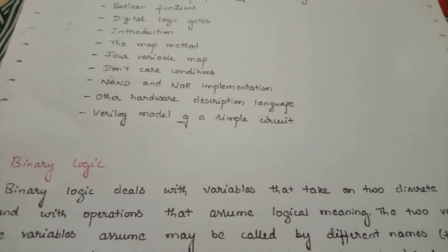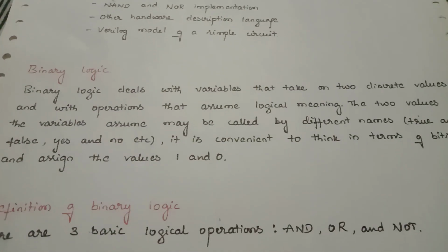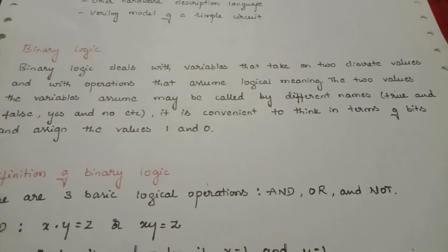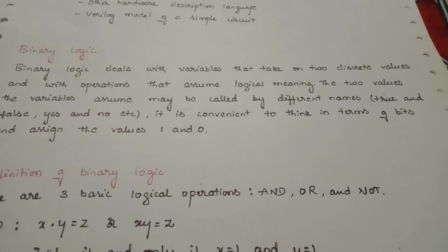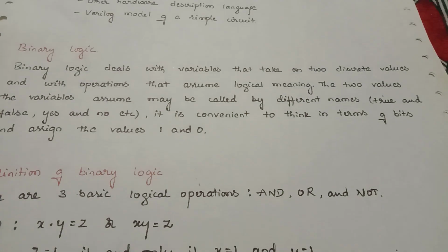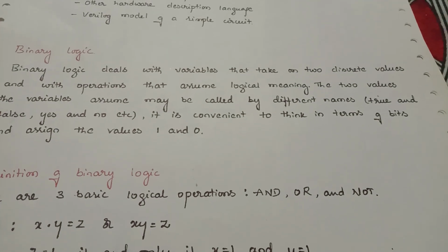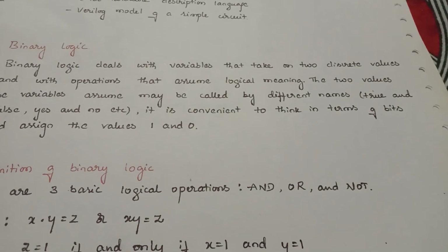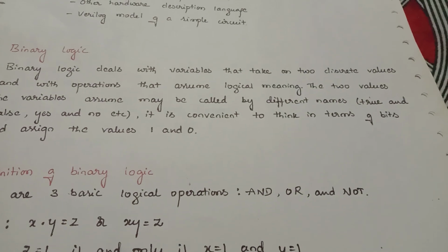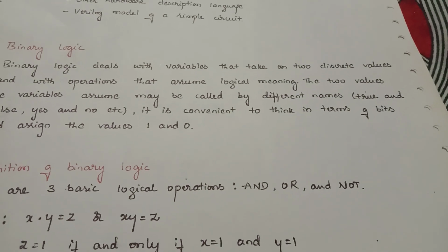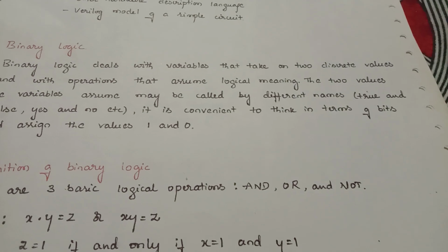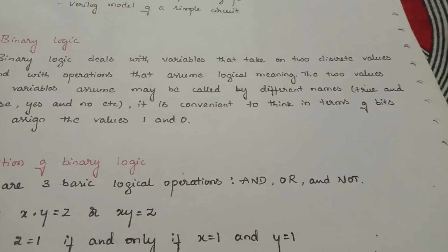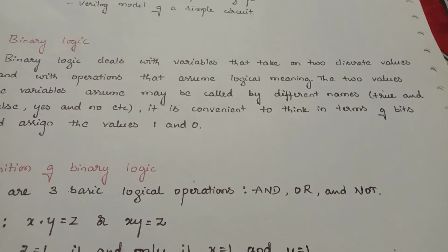So let us see what this binary logic is. Binary logic deals with variables that take on two discrete values and with operations that assume logical meaning. The two values the variable assumes may be called by different names, that is true and false, yes and no, etc. But here, for our convenience, we are going to think in terms of bits and assign the values 1 and 0.